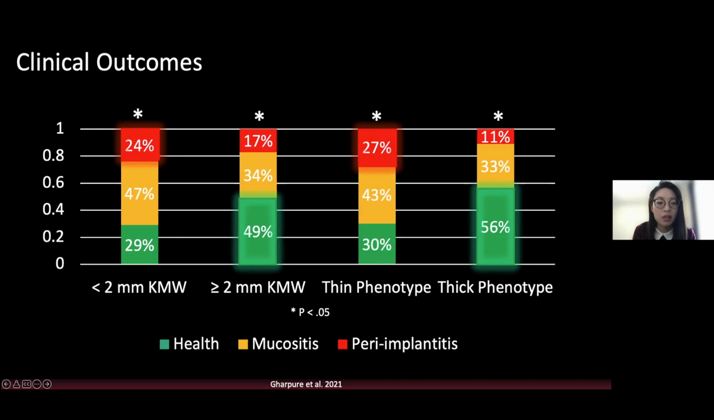So you can see the green, yellow, and red kind of disperses this into health, mucositis, and peri-implantitis. And you can look at it as these three categories. There's obviously more peri-implantitis in these two groups where we predicted we would have a higher prevalence rate. But also you can look at it in terms of just overall disease too. So if you look at the red and yellow bars combined, you can really see a difference. There's significantly more inflammation in sites that have under 2 millimeters of keratinized mucosa in a thin phenotype.